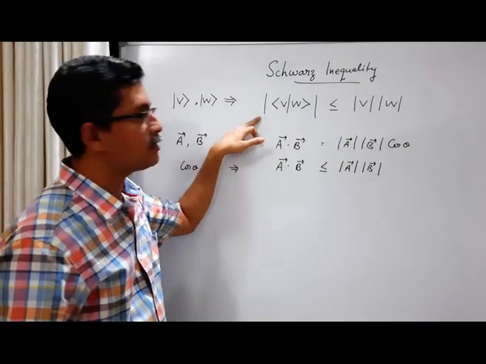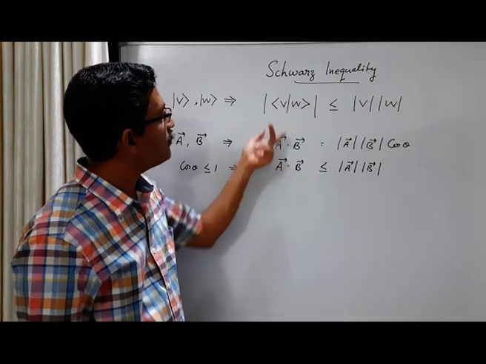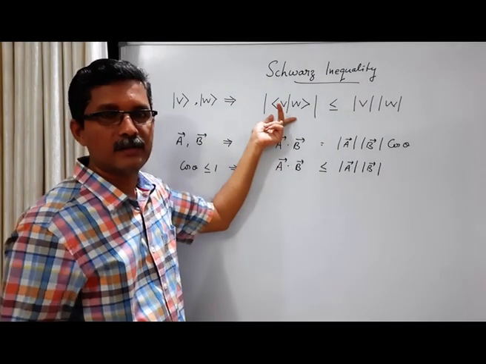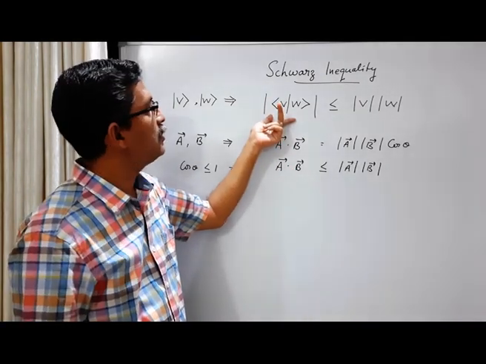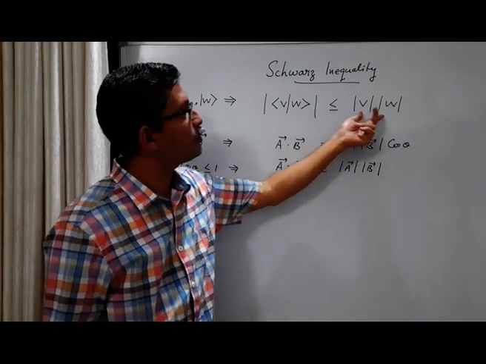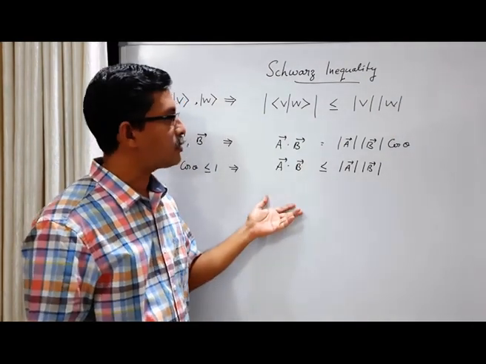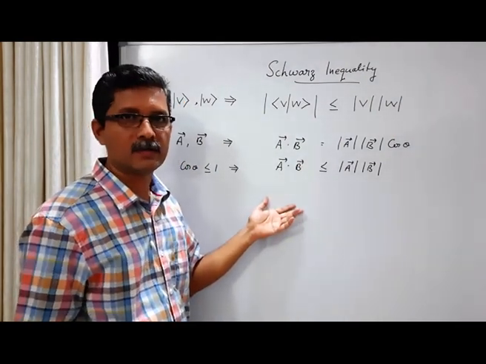Which implies A dot B is always less than or equal to mod A into mod B. This is the same as the Schwarz inequality. Instead of the scalar product, we are taking the inner product in the case of a complex vector space. So the modulus of the inner product is less than or equal to the product of the norms of the vectors. Here also it is like that. So this is the Schwarz inequality in ordinary three-dimensional space.